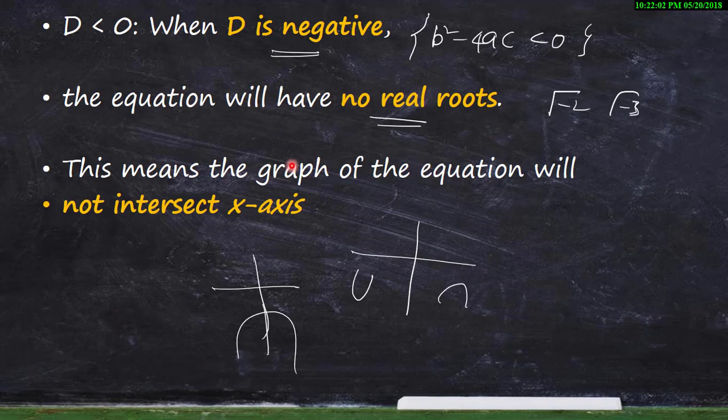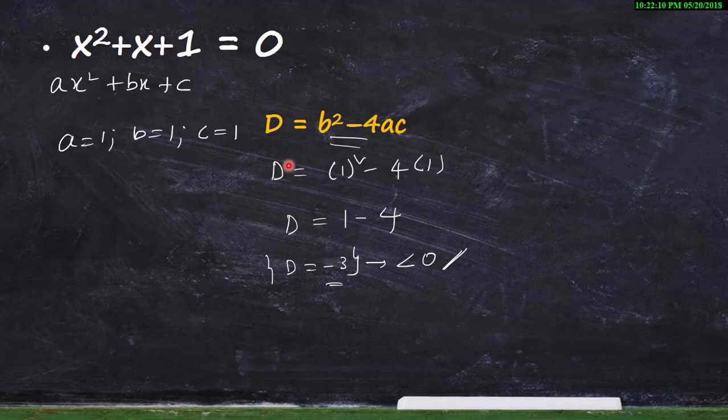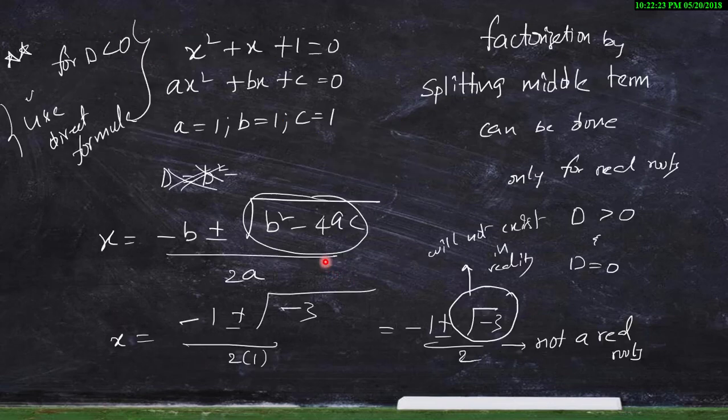And one more case is when D is negative. When D is negative, the graph will never cut the x-axis and we will not get real roots. We'll get complex or imaginary roots. The example is x square plus x plus 1, where a is equal to 1, b is equal to 1, c is equal to 1. Here the D value we are getting is minus 3. So if D is less than 0, we'll get imaginary or complex roots. Root of minus 3 does not exist in reality, right?